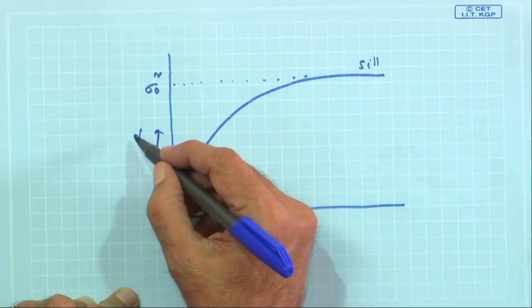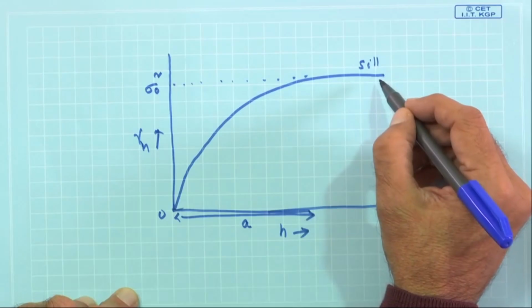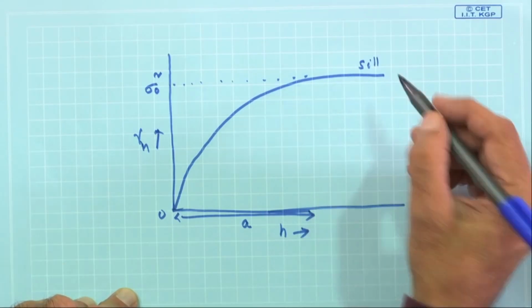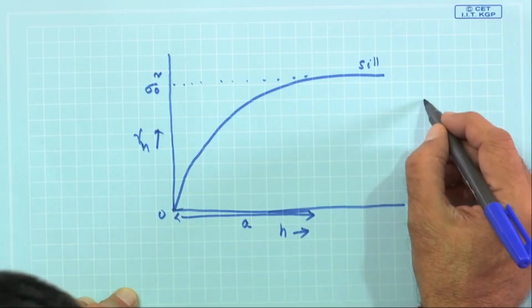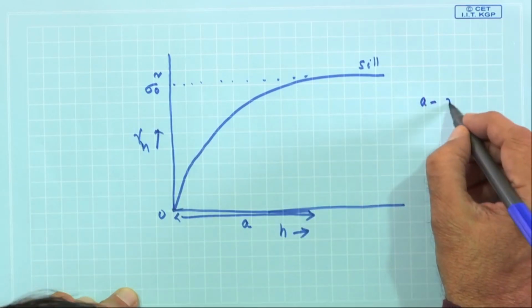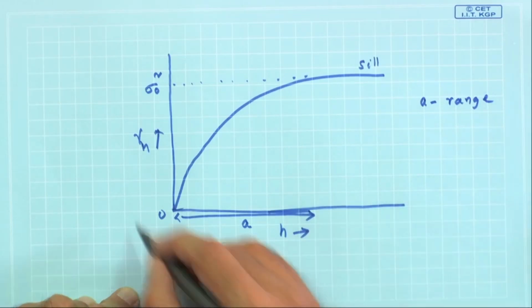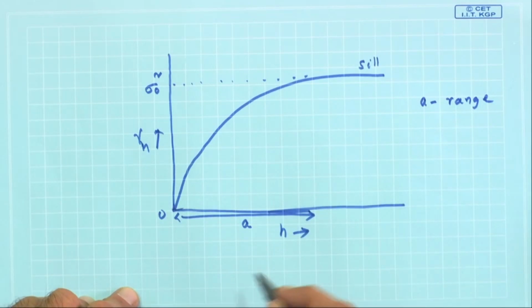When it is calculated, the semivariance has taken a constant value and become flat, that is the sill, and this a will be called the range of this semivariance, and this will be called a variogram or a semi-variogram.